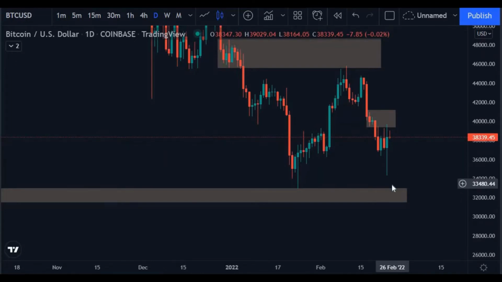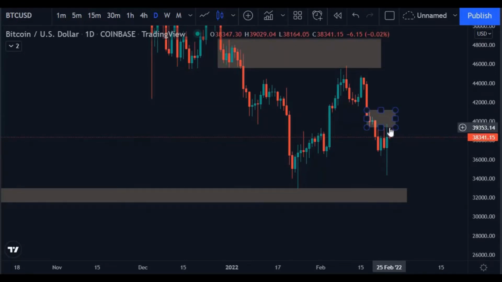If this zone is valid, this is a supply zone that has been valid actually. Looking at this particular candle here, you see we got a rejection from $39,000 per Bitcoin down to $34,000 per Bitcoin, and we are seeing something that looks like a rejection that you can't be so sure of right now.